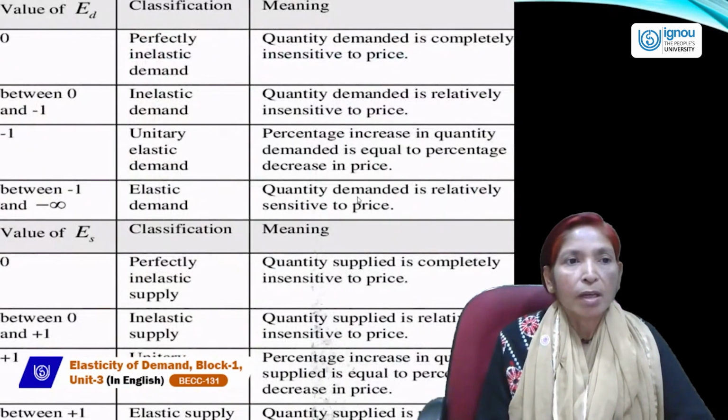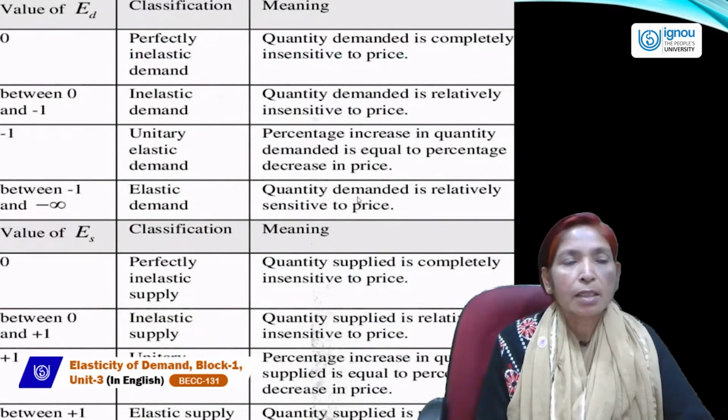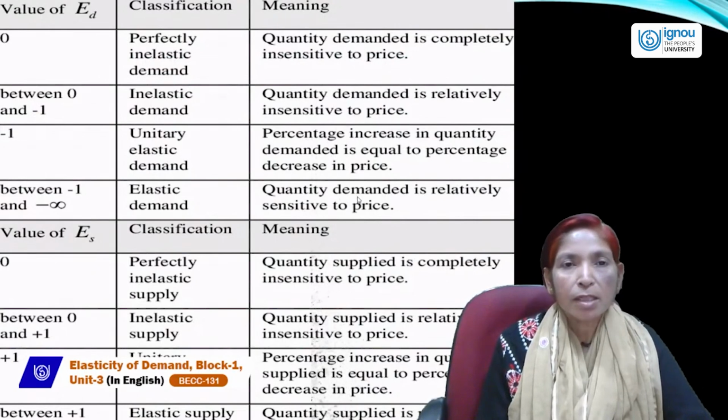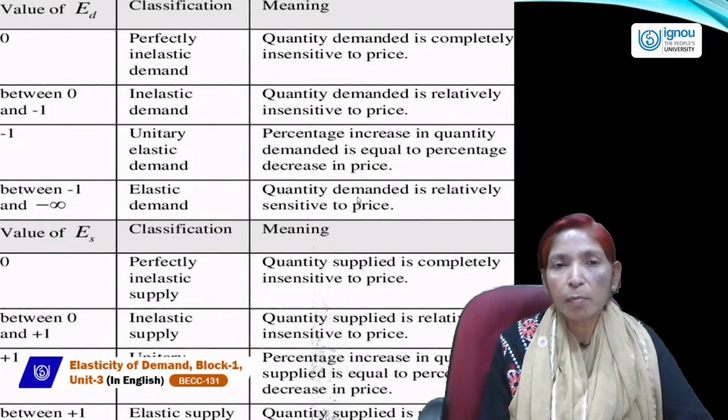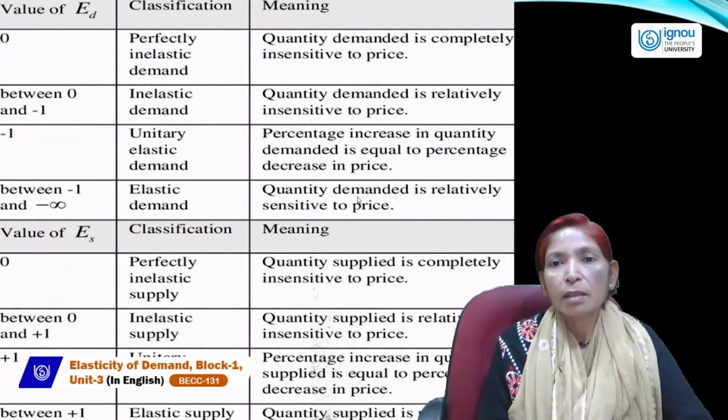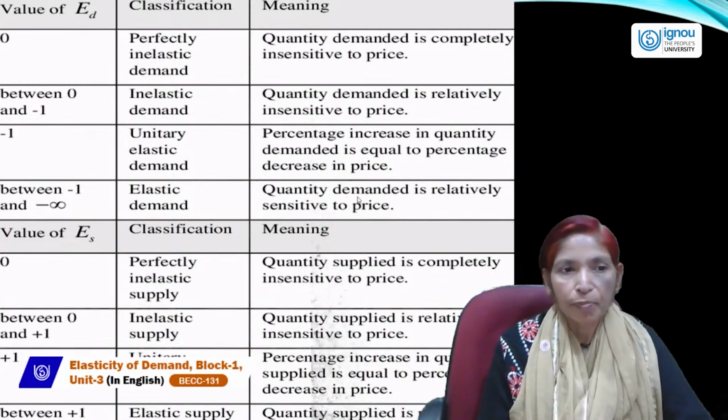Next is classification. If ED is 0, that is called perfectly inelastic demand, which shows that quantity demanded is completely insensitive to the price. And if elasticity lies between 0 and minus 1, that is called inelastic demand. In this case, quantity demanded is relatively insensitive to price.